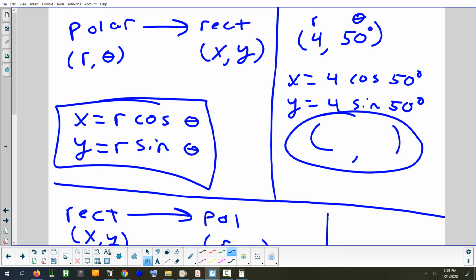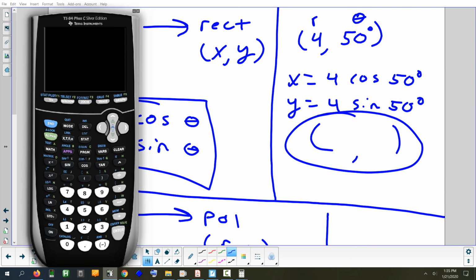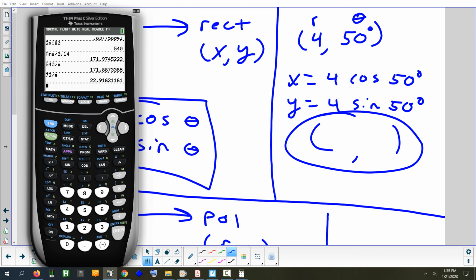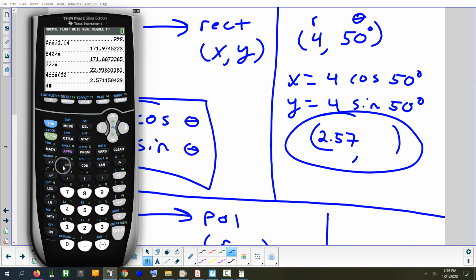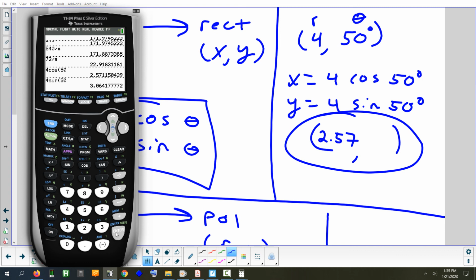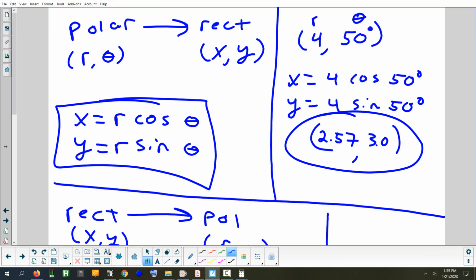And we have to do those out. So let's take a look. 4 cosine 50 degrees, 2.57. So that's the x. And the y, 4 sine 50, 3.06. And that's how you change polar to rectangular.